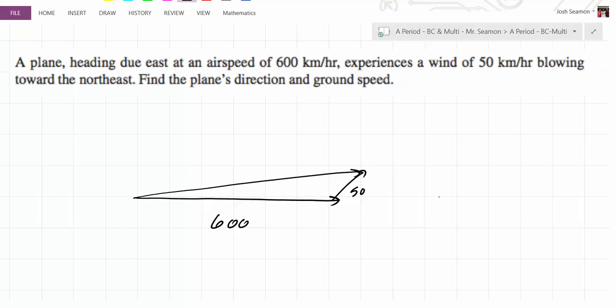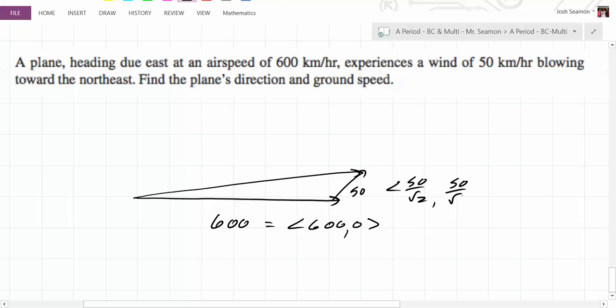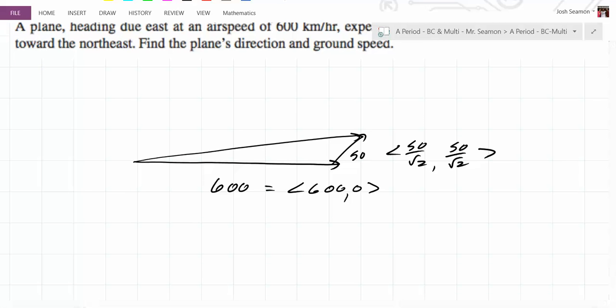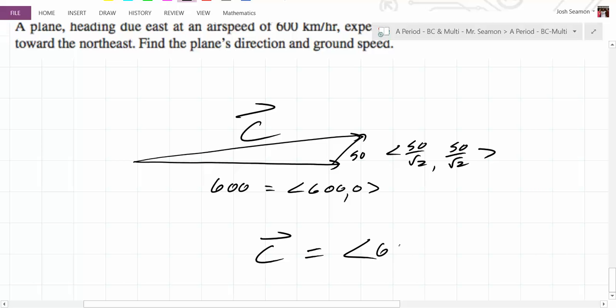So how did you go about finding, for example, the magnitude? You had to use the x component and the y component, yeah. You have 600, 0 for one vector, and what's this one going to be? 50 over root 2, comma 50 over root 2. Exactly. Very good. So what can you do? Let's call this one vector c right here. What is vector c going to be? 600 plus 50 cosine of 45, and then comma 50 over root 2.